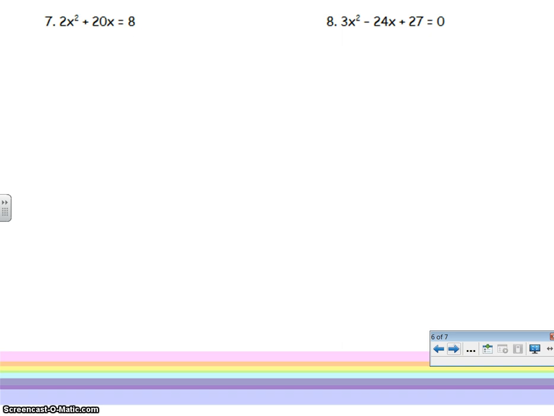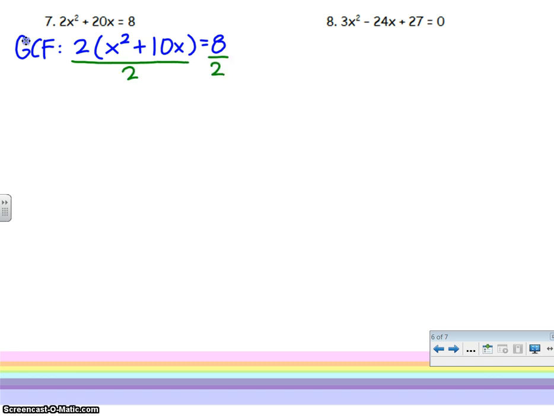Okay. 2 more and then we're done. We'll look at number 7 here, and we have a number in front of x squared, so it's not going to work to complete the square. So what we need to do is we need to factor that 2 out, because that's going to be our GCF. So if I factor out 2, we have left x squared plus 10x, and then we can just divide 2 out of there. So once we divide the left-hand side by 2, and the right-hand side by 2, then we're going to be ready to complete the square. We're now using x squared plus 10x is equal to 4.